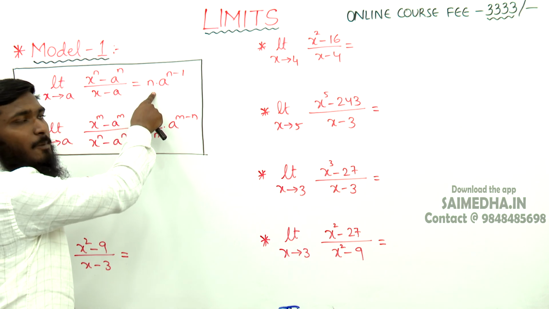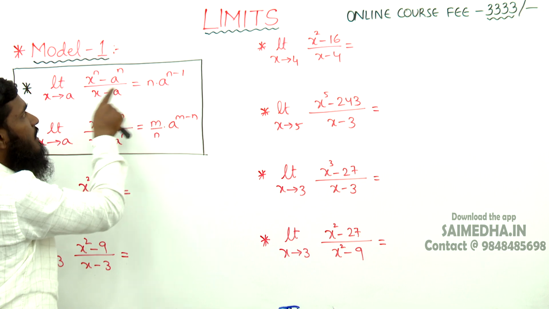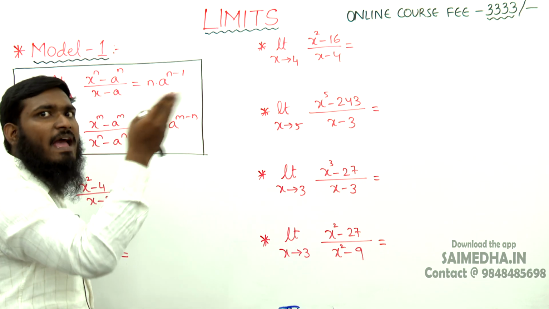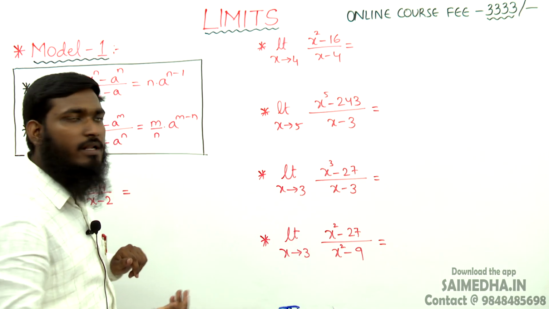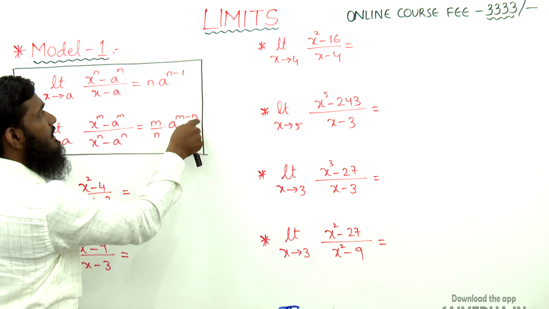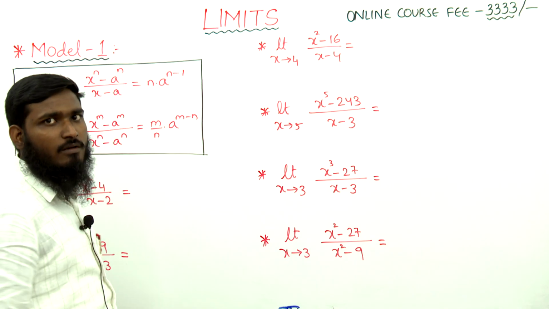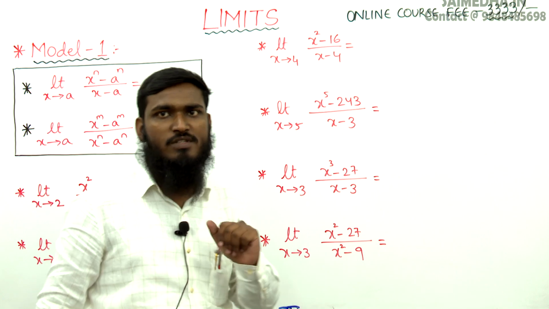Similarly, if you want to write this part, what will happen? The power of the numerator, then the power of the denominator, meaning 1, n by 1 becomes n only, then a power m minus n, a power n minus 1. Okay, so both formulas are the same only. Let us use that formula.